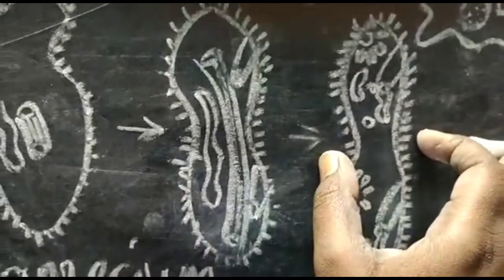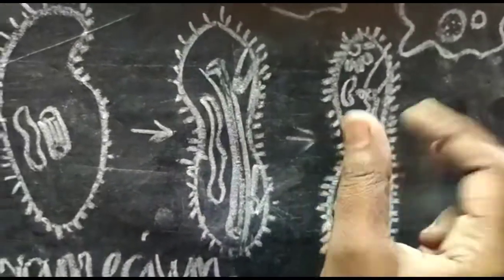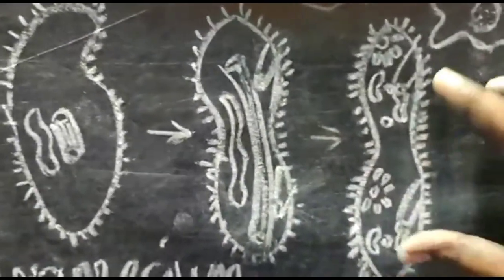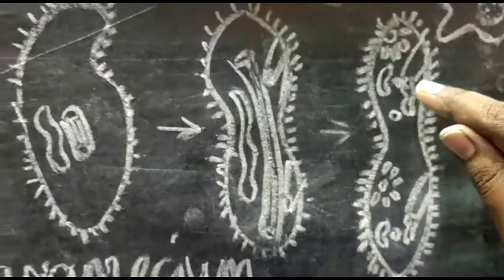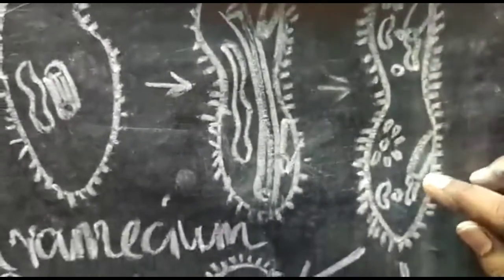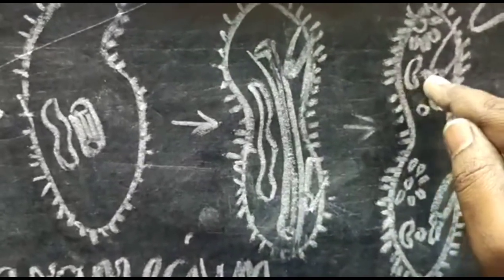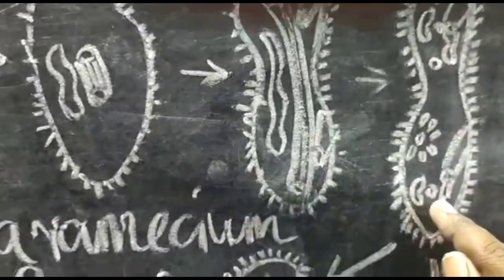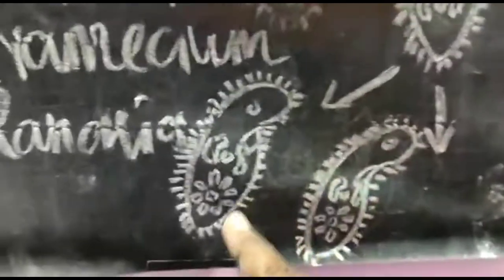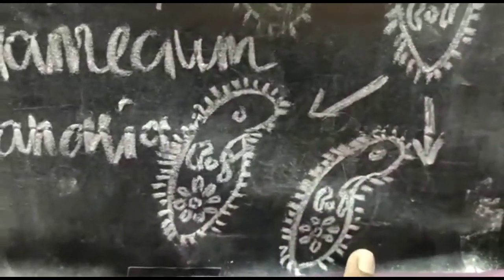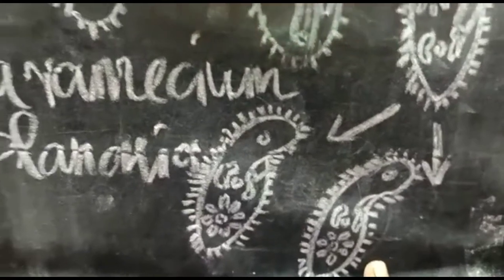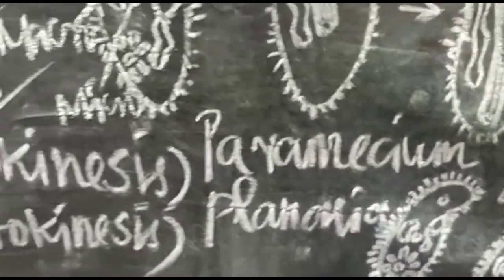Then, along the transverse axis, two Paramecia are formed, each with an oral groove, a macronucleus and a micronucleus, forming two identical individuals. This process is known as transverse binary fission.